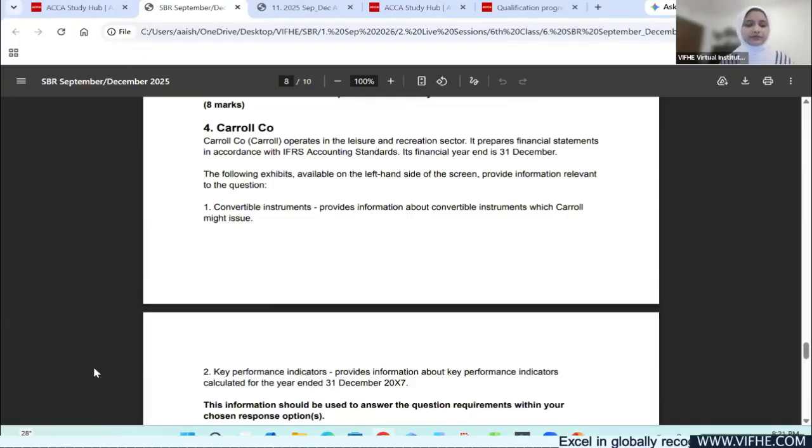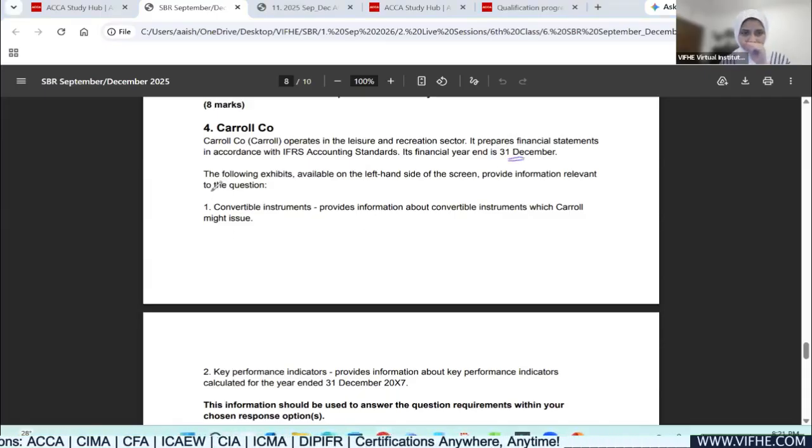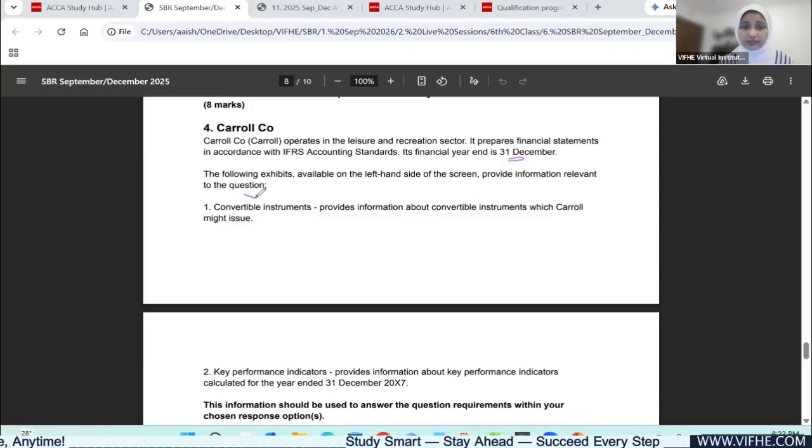Okay, reading the background. Carol Company operates in the leisure and recreation sector. It prepares financial statements in accordance with IFRS accounting standards. Its financial year end is the 31st December. The following exhibits available on the left-hand side of the screen provide information relevant to the question. Convertible instruments. Provides information about convertible instruments which Carol might issue.